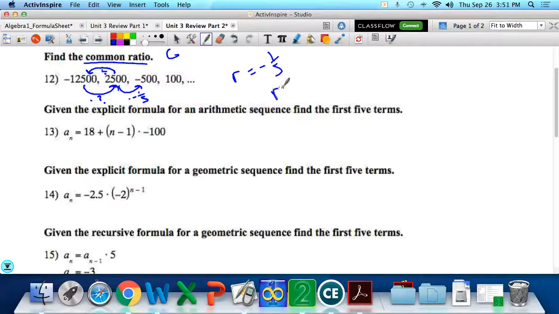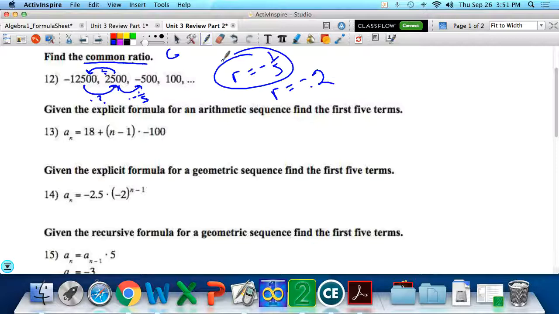Now, don't be scared if you got negative 0.2. You can just convert that and get the answer of negative 1/5. We just don't usually write ratios as decimals because they're ratios. That's a fraction sort of term, okay? A ratio of 2 numbers.